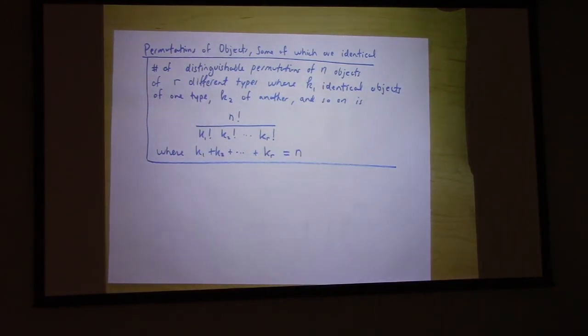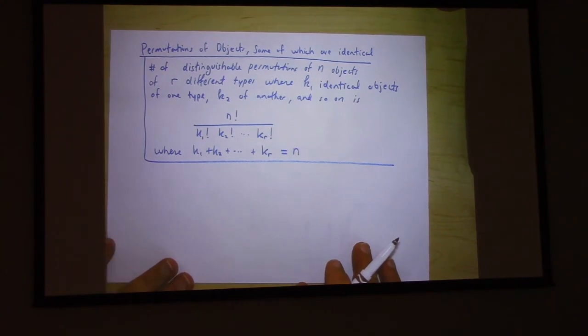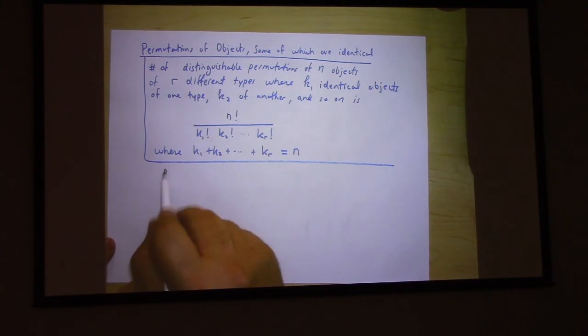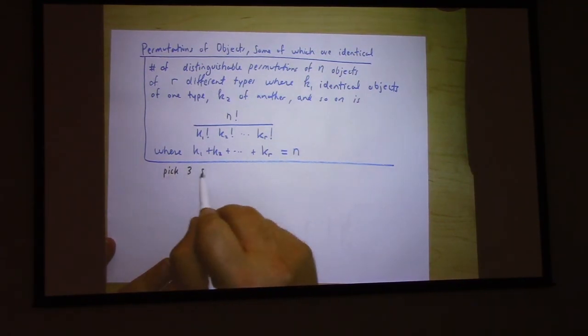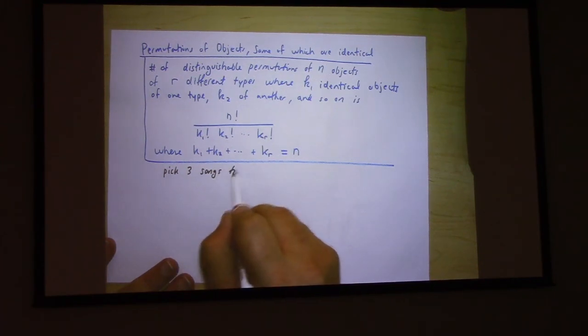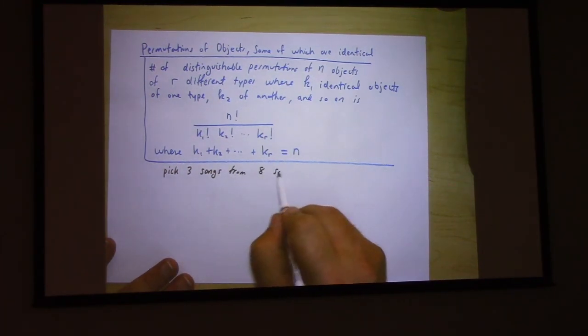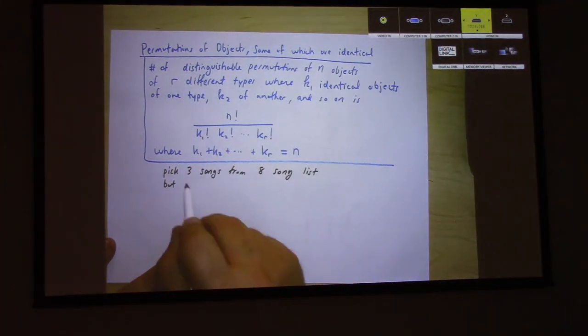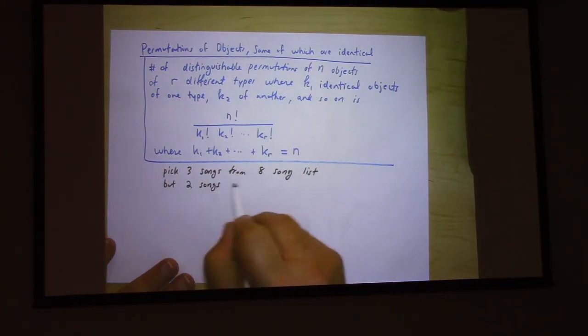So let's try to put this into place for playlists. Let's just apply this idea to playlists. How are we going to do this? You have n objects of r different types. Let's suppose that we're going to pick 3 songs from our 8-song list, but 2 songs repeated.